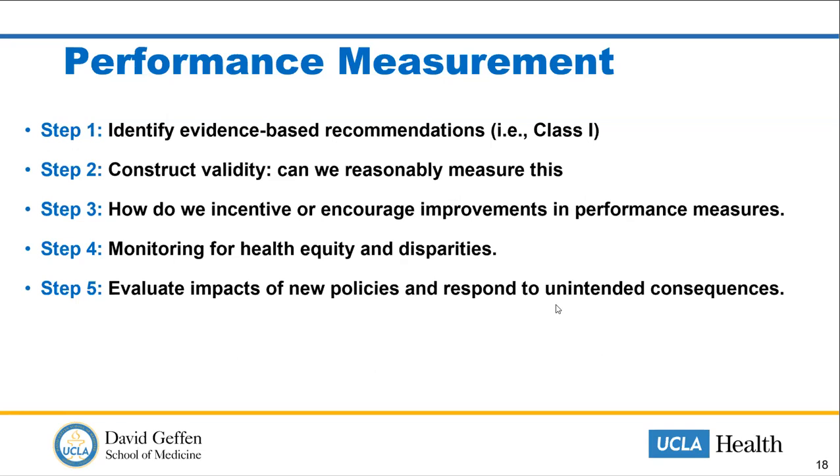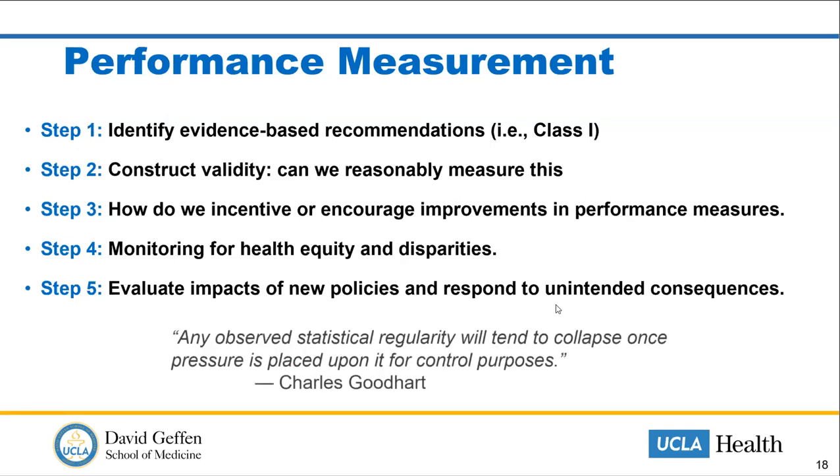And then the last step is, once you put out a performance measure, you don't abandon it. You need to evaluate what is happening and whether there are unintended consequences. I like this quote from Goodhart's law: anytime you take something with observed statistical regularity, it will tend to collapse once pressure is placed upon it for control purposes. So the idea is that once you create a performance metric and it becomes something people are motivated to improve, you start getting unintended pressure, and that performance measure might not be as useful as you thought it would be.